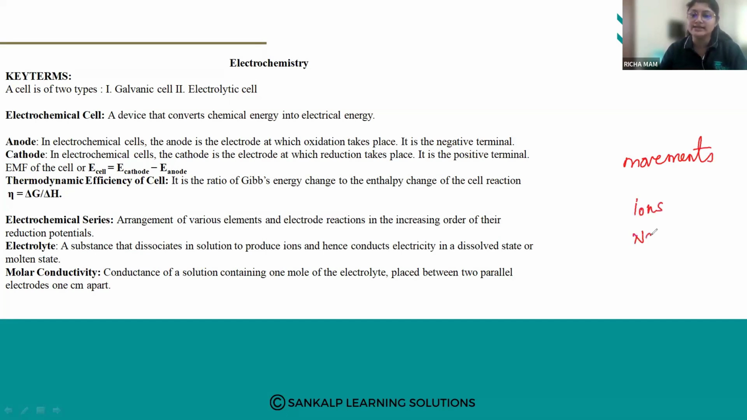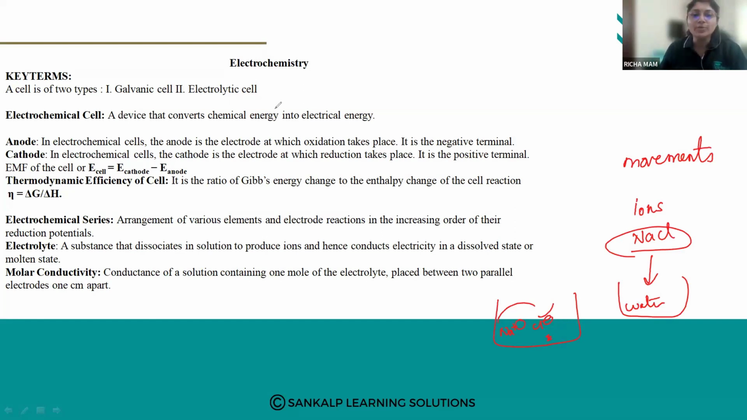Suppose NaCl. When we add this NaCl into water, what will happen? It will dissociate into Na plus ions and Cl minus ions. So the conduction is due to the movement of these ions.